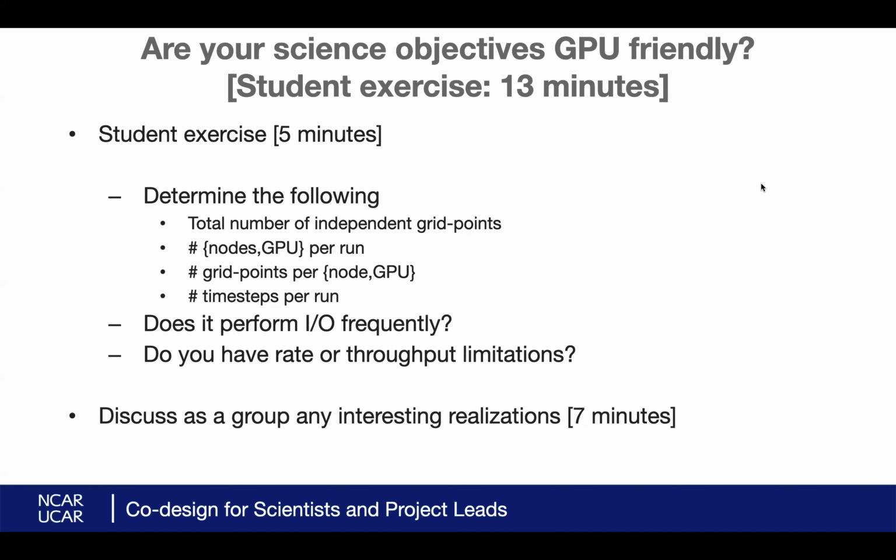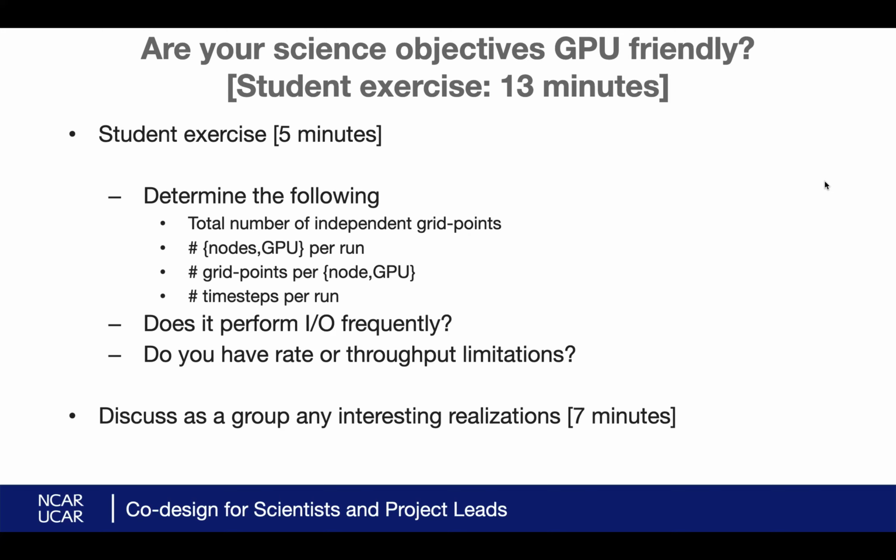All right. Well, I hope we have some information that you'd like to share, like realizing that your science might be GPU friendly. Does anybody want to share? I do know some of you on the call, so I could call on you specifically. Go ahead, Frank.